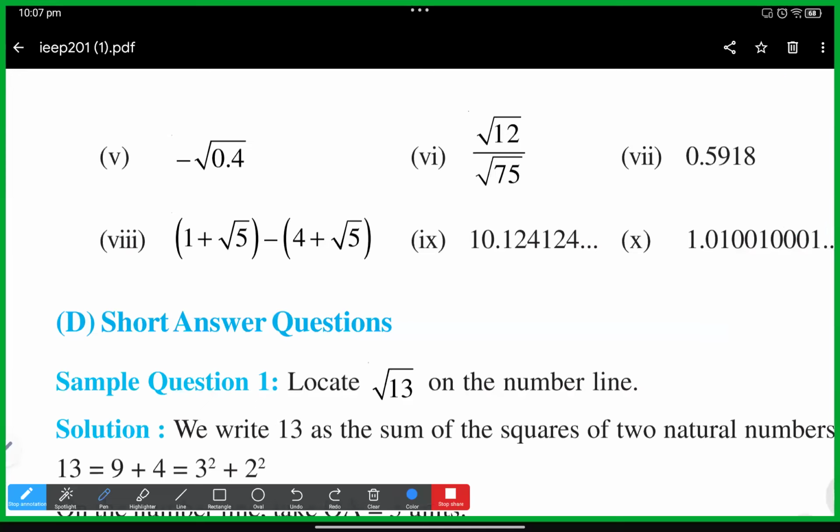So next one, Pranali, 0.591. We can see, Pranali, it is a terminating decimal. It's rational. Yes, Pranali, all the terminating decimals are rational numbers. Yes, Pranali. So next, 1 plus root 5 minus bracket open 4 plus root 5.